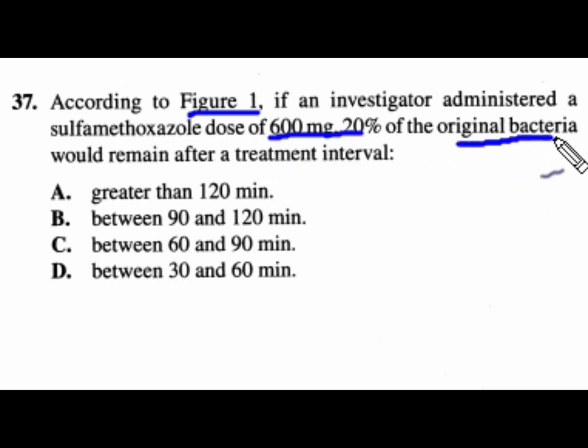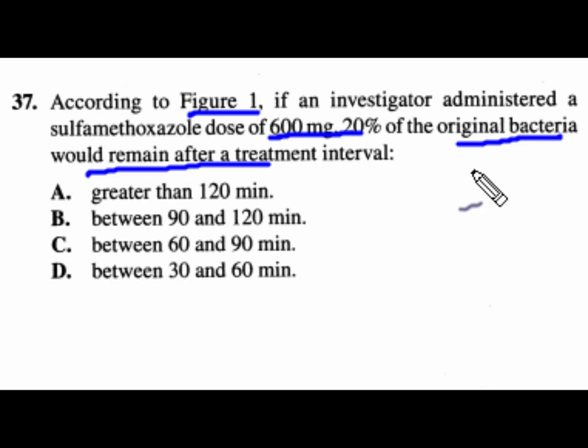Problem number 37, according to Figure 1, if an investigator administered a sulfamethoxylenol 600, at what treatment interval would 20% of the original bacteria remain? This is a tricky problem. Make sure that you read the XY axis correctly. So we want to have 20% of the original.